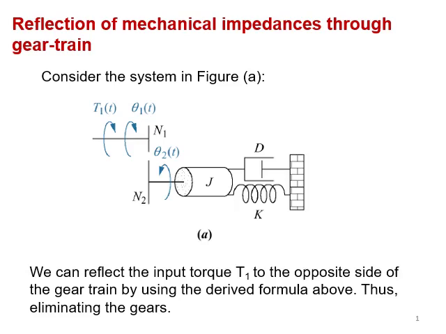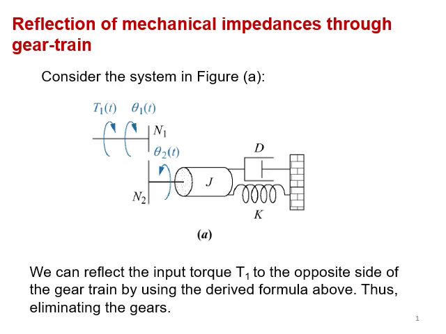Reflection of mechanical impedance through a gear train. Actually, whenever we have a gear in the rotational mechanical system, we are not going to keep the gear. We are going to reflect the impedances to put all the impedances on one shaft for easy dealing with the system. What do I mean by this?